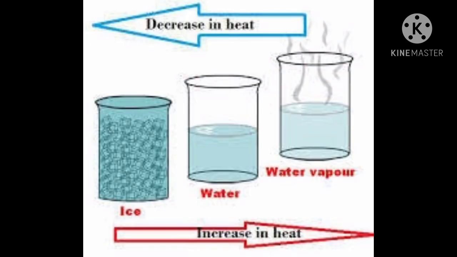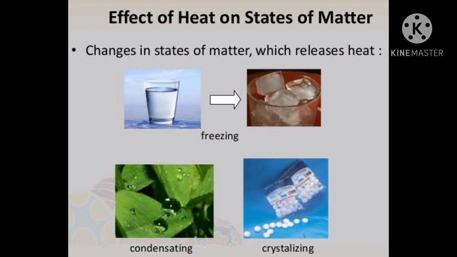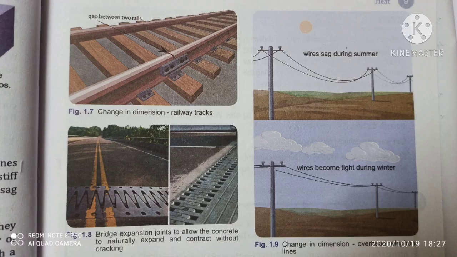Next, let us study the effect of heat, that is, a change in dimension and thermal expansion. Children, have you noticed telephone lines and electric lines? They are almost stiff and straight during winter, while they sag during summer. Have you observed railway tracks? They are made up of steel. There are a number of smaller lengths joined using bolts with a small gap between them.